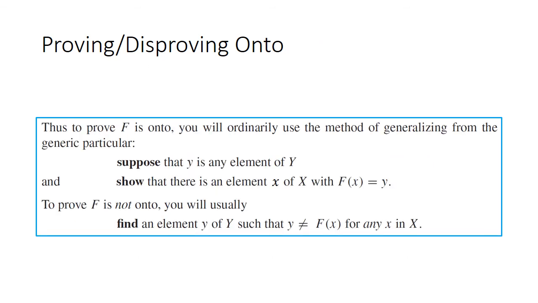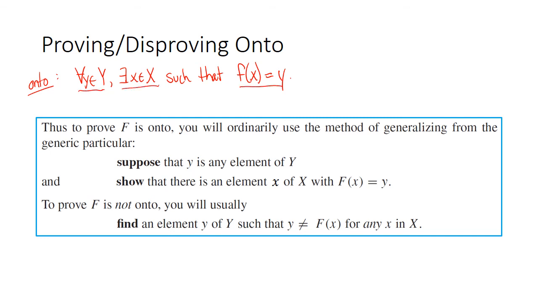Okay, now if you want to prove that something is onto, let me just remind you of what the definition of onto was. Onto means that for all y's in your codomain, there exists some x in your domain such that f of x equals y. In other words, this is saying for every possible output, I can find an input that gives me that output. So for every possible output y, there exists an input x such that x really does output y.